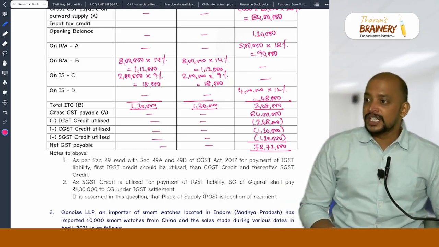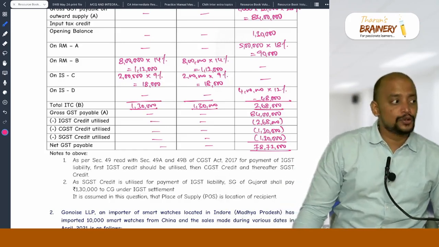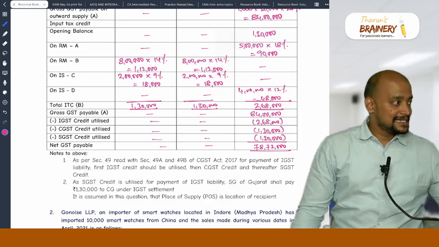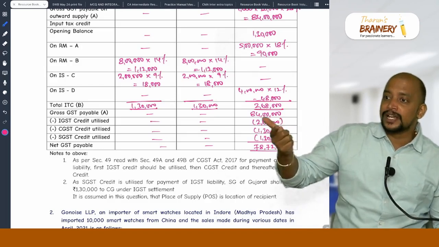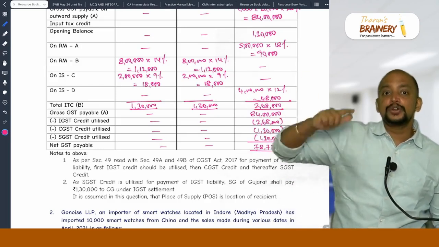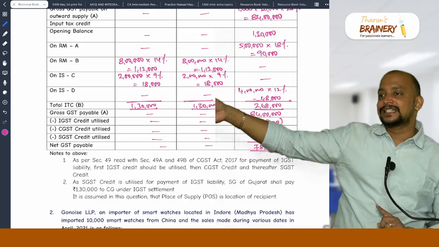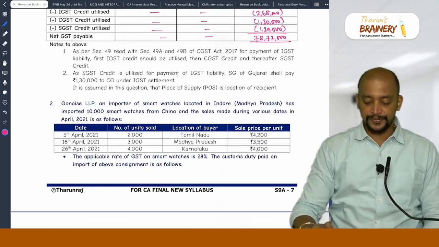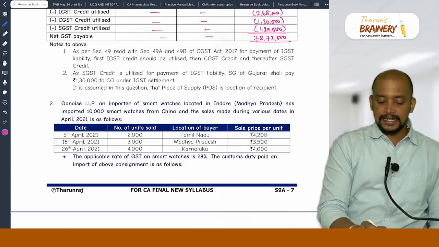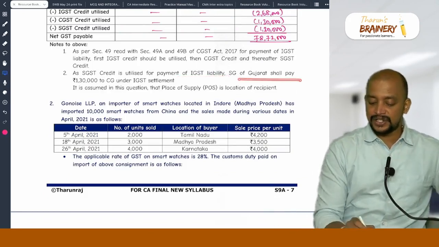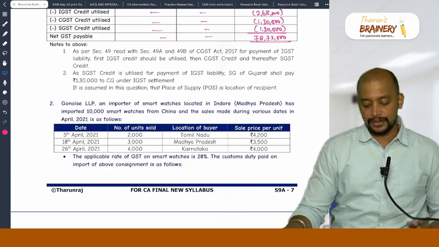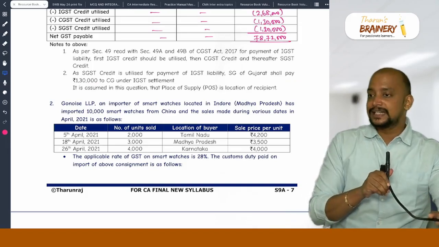SGST credit is utilized for IGST liability. Therefore, who should pay to whom? State government of Gujarat should pay how much? How much utilized? 1,30,000 to central government under IGST settlement. See the second note. As SGST credit is utilized for payment of IGST liability, state government of Gujarat shall pay 1,30,000 to central government under IGST settlement.